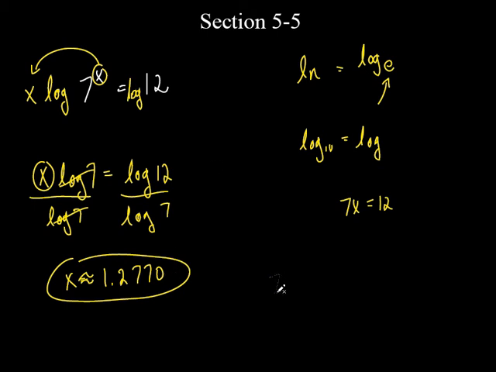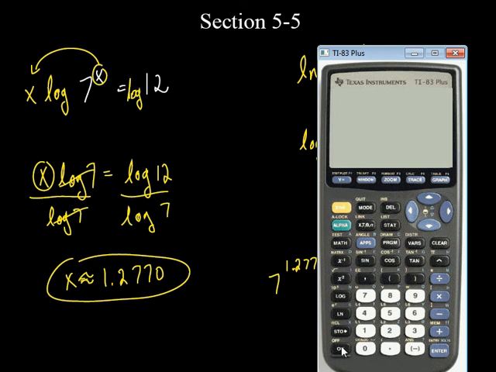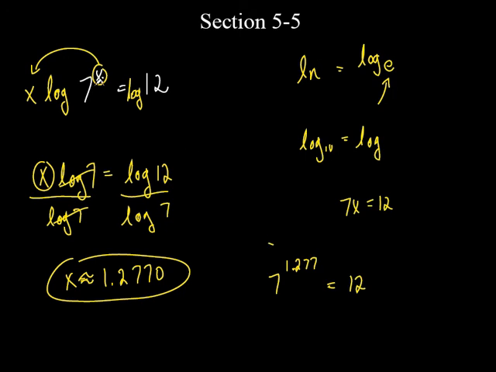So if you look at it, watch. 7 to the what? Around 1.277. 7 to that power should equal approximately 12. Does that make sense to you? Let's see if that actually works. 7 to the 1.277. Yep, it's pretty close, isn't it? Now remember, this isn't exactly 1.277. It keeps on going a lot more, so that's why this isn't exactly 12. But you get the idea, it's pretty close, isn't it? All right, so we just solved for x.